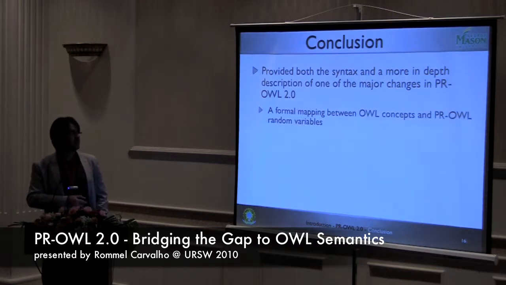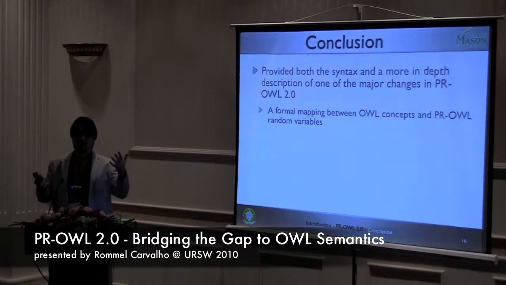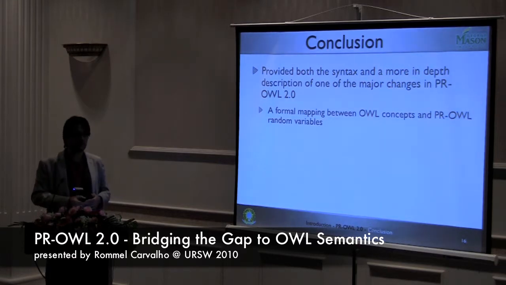So the idea is to have a formal mapping between OWL concepts and PR-OWL random variables, and that's pretty much what I'm trying to say. And the big thing here is that random variables are things that you map. You have an identifier or a domain that maps to a range, and that's pretty much the same concept as a role, a property or relation that you define in an ontology. So when we're talking about random variables, we're actually talking about properties and defining uncertainty of properties.